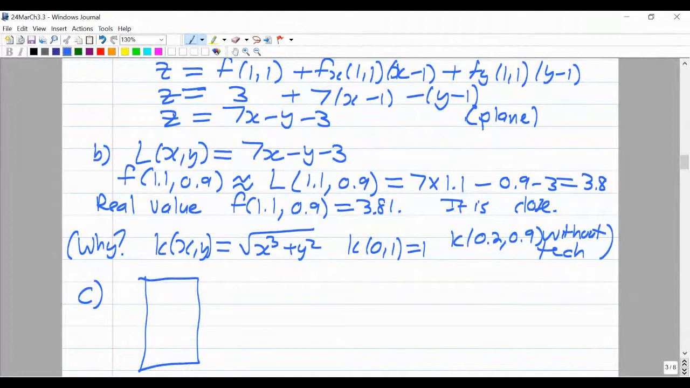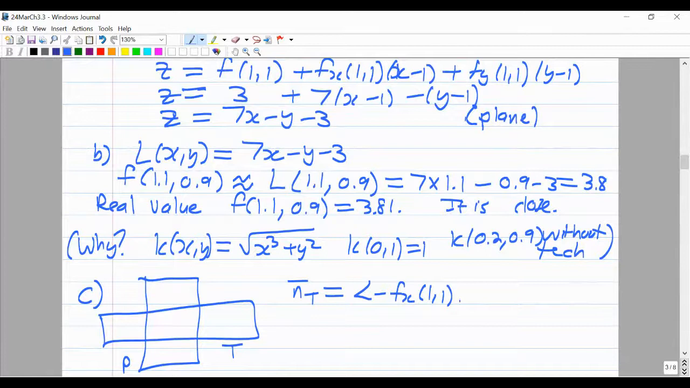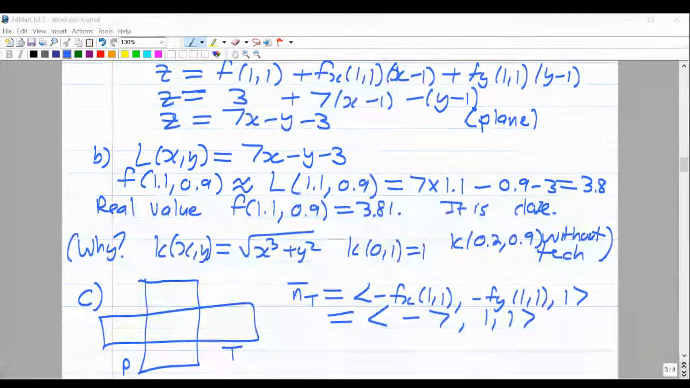So here I have two planes. So it's a rough sketch. So T is the tangent plane and P is the other plane. So we know that the normal of T, can I get a smiley face that you will memorize this formula? So minus F partial X at the point, minus F partial Y at the point, comma 1. And so in this case, it works out. Can I get smiley faces in the chat? So it works out to be this. So please draw.